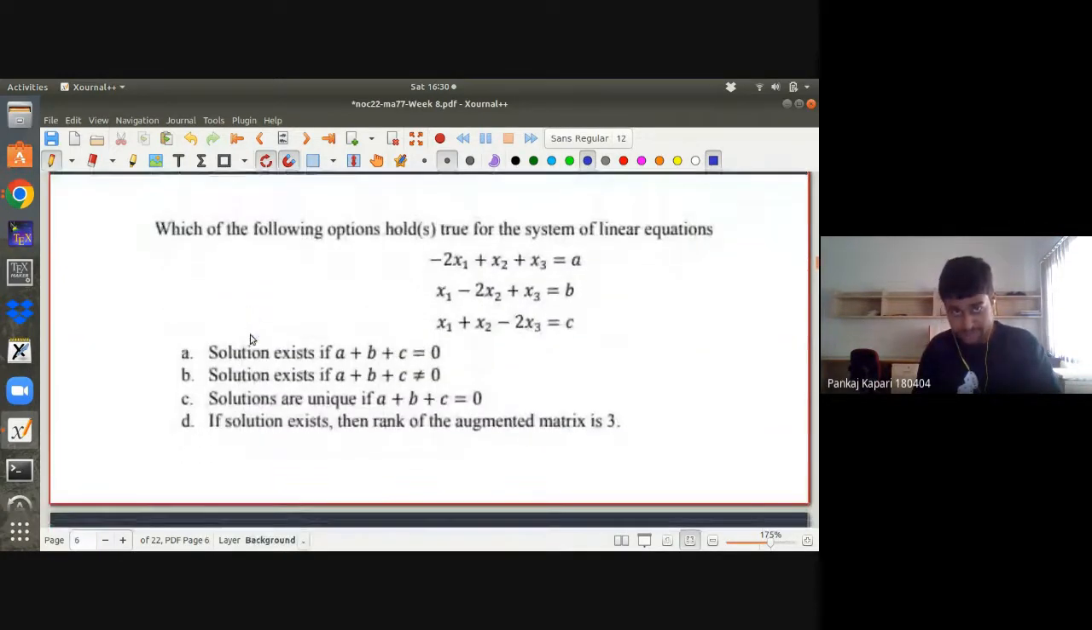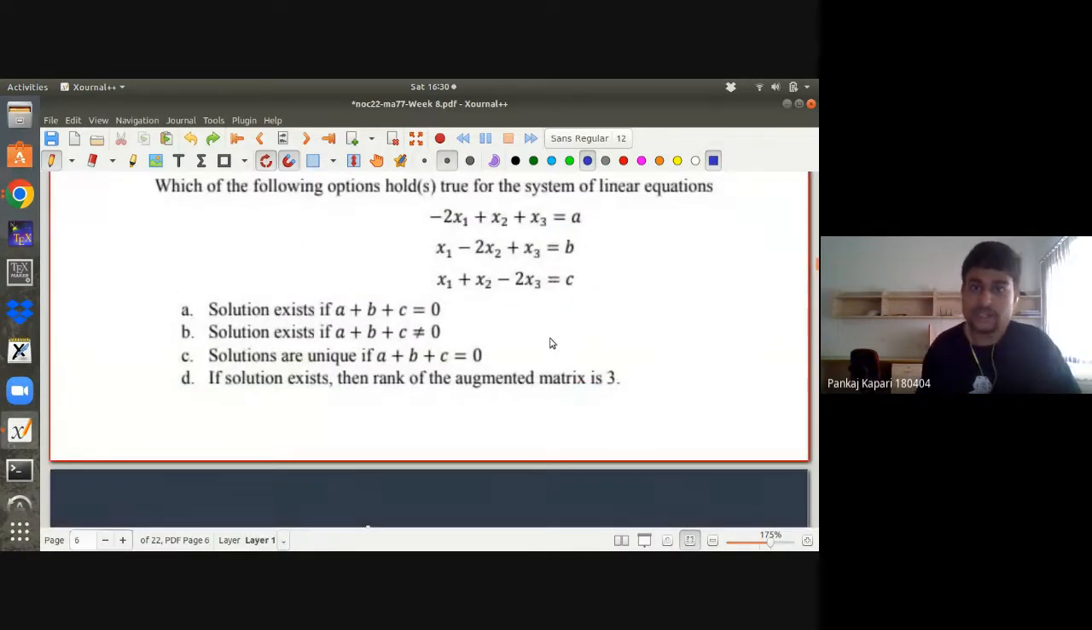Okay, let's go to question 3. This is again the same kind of problem, but here instead of numbers you have the variables a, b, and c. Now we have to see what condition we put on a, b, c so that this system of equations has either an infinite number of solutions or a unique solution, or when the solution of the system exists depending on the values of a, b, and c. So let's see what condition on a, b, c we have to put.